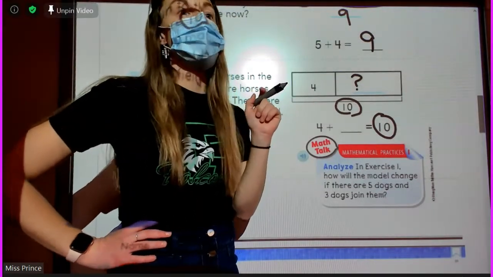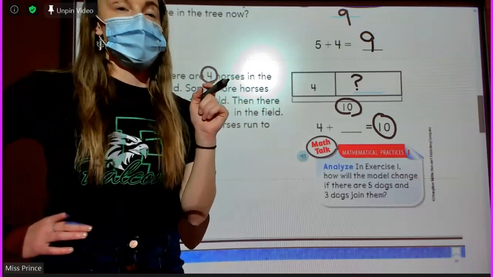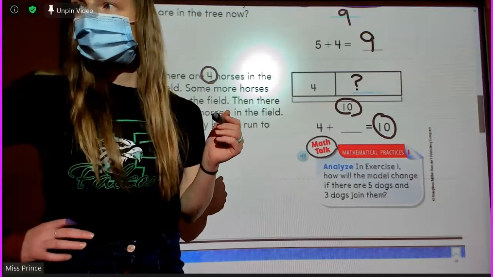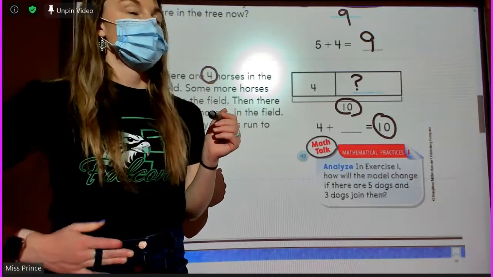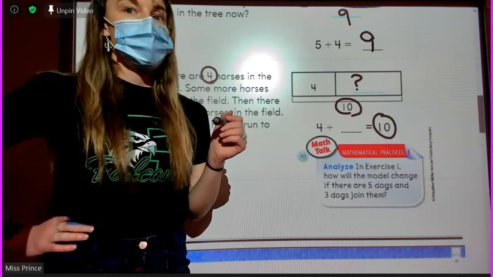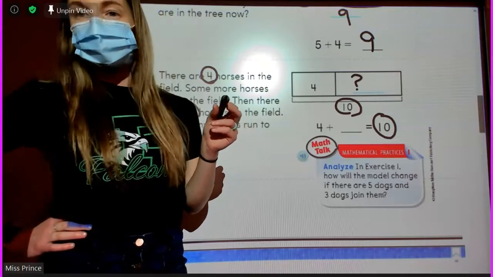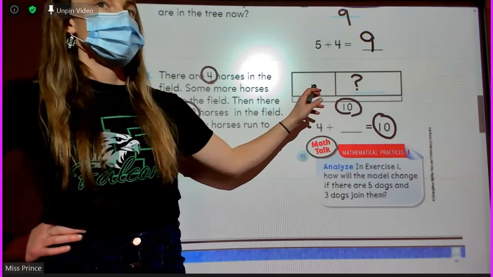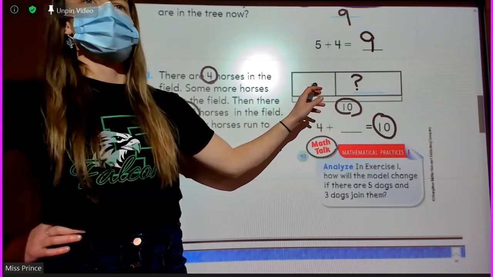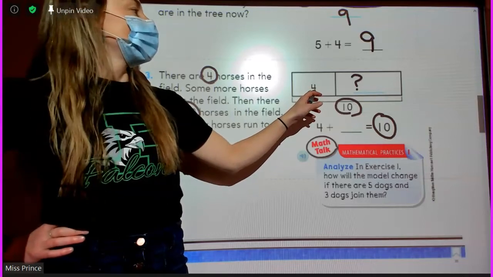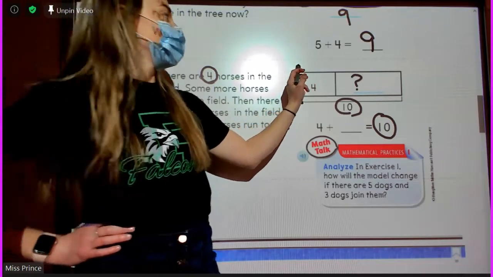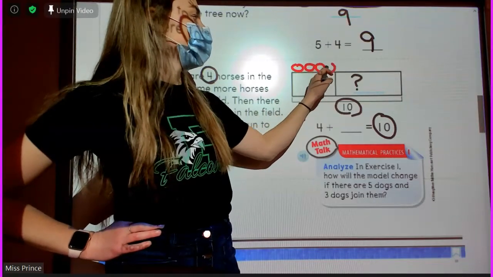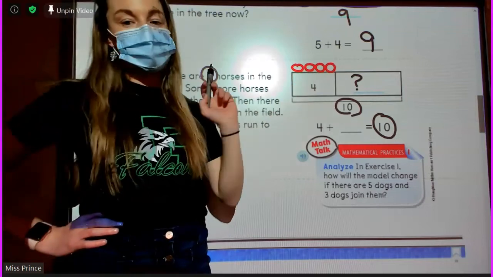Are you ready? This is where you're going to need your crayons. Please pick up a red crayon. Perfect. How many circles do we draw above the 4? 1, 2, 3, 4. Okay, make sure your circles stay above your 4.